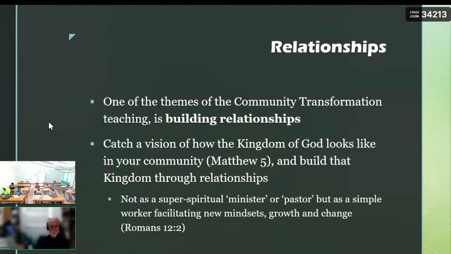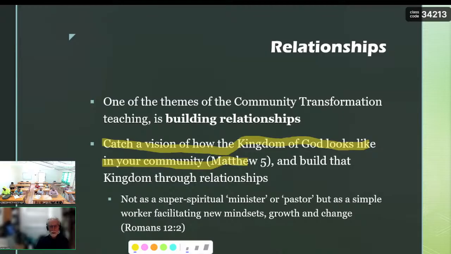So if I wanted to try and summarize our thing, it is: catch a vision of how the kingdom of God looks in your community and build that kingdom through relationships. That's the essence of what we're doing.